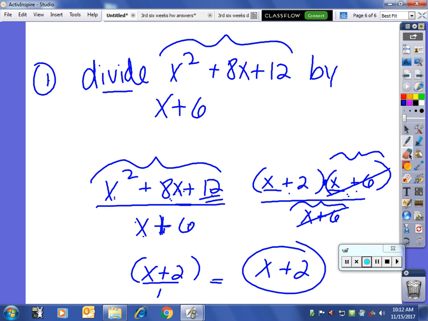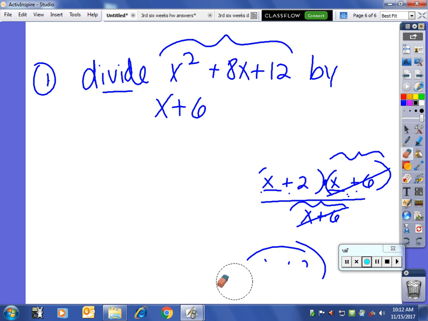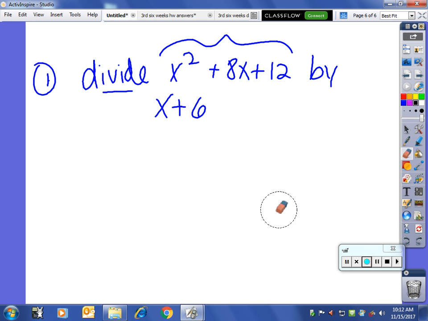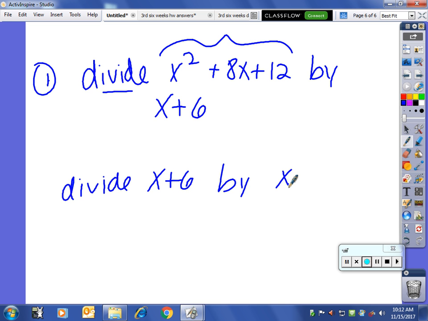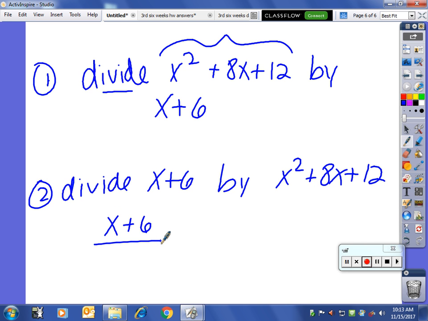Now, let's talk about what this would have looked like. It does not really get very much more difficult, no. What if this had said divide x plus 6 by x squared plus 8x plus 12? It's a similar answer, but it's not the same answer. In this case, the x plus 6 is on top because it's what's being divided. And what I'm dividing by is now x squared plus 8x plus 12.